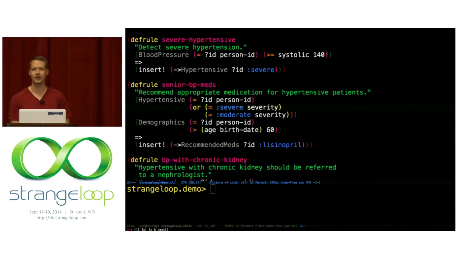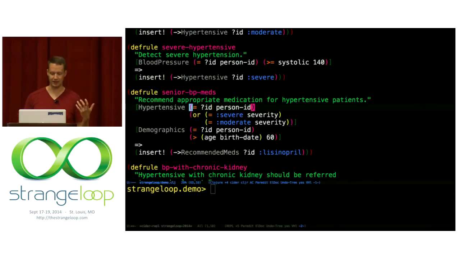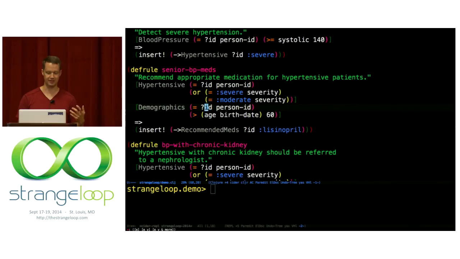The other interesting thing about this one is that we see a very simple instance of unification, in that here we have a variable. By convention, we use a prefixed question mark on the symbol name to indicate it. But here we bind person ID to this, and here we bind it to the same thing.